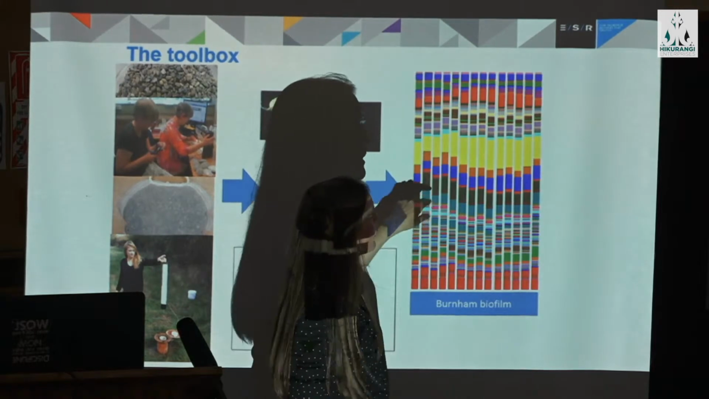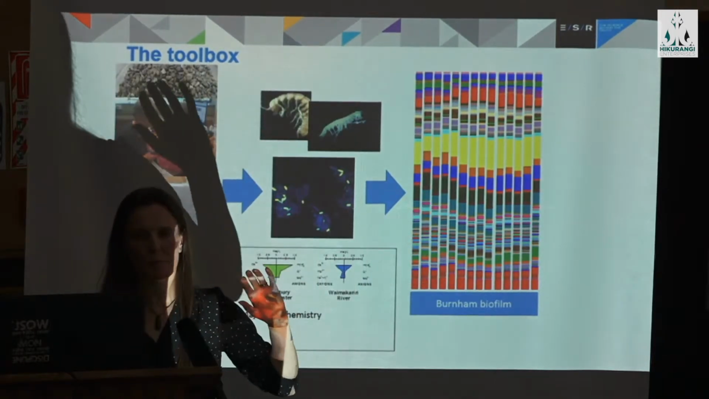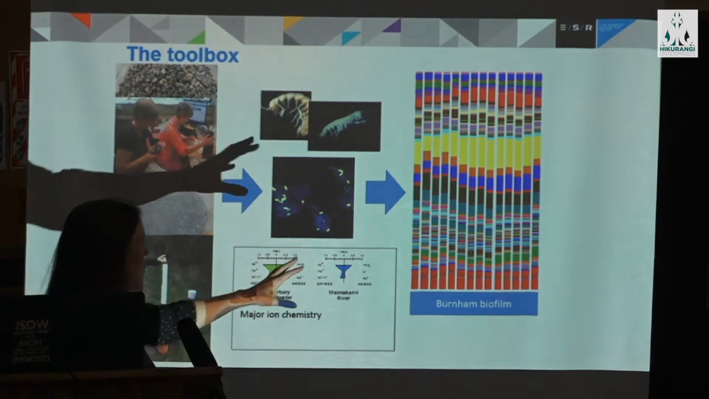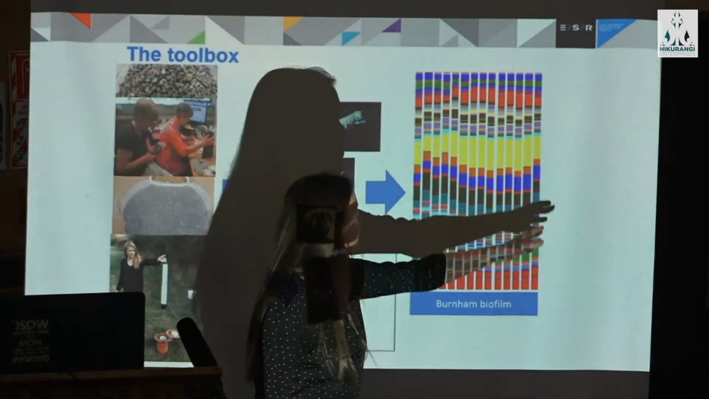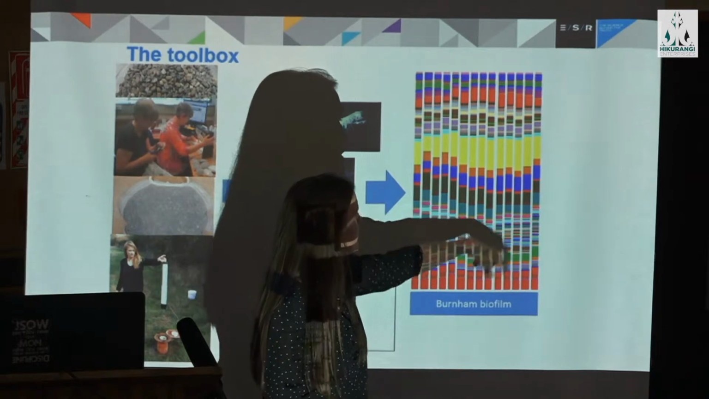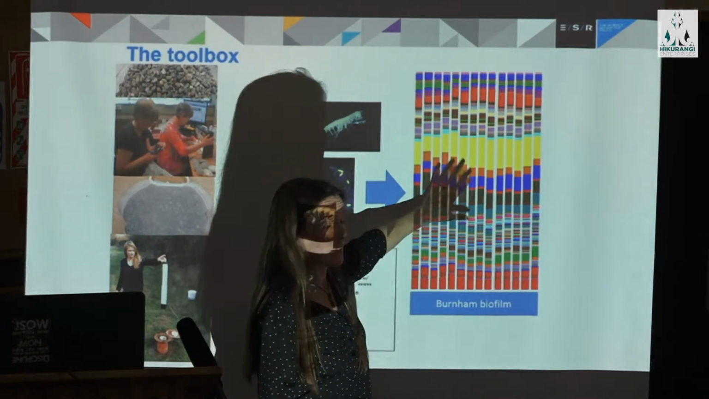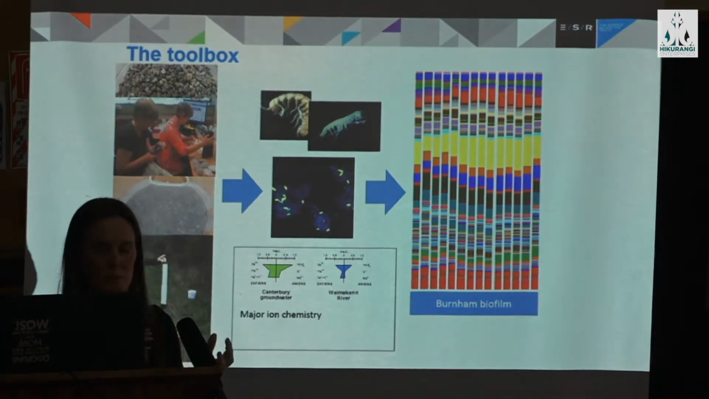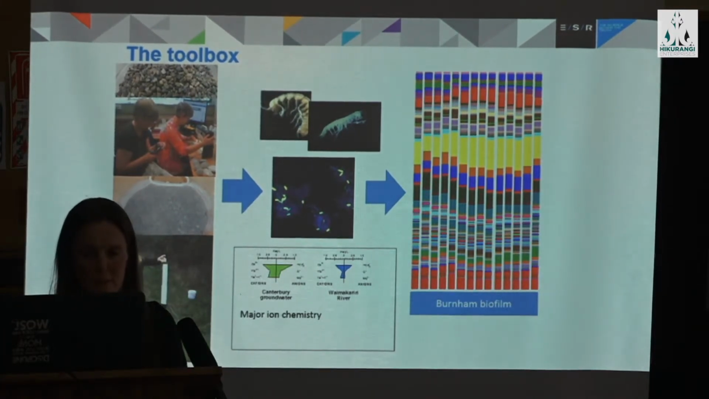So each of these different colours represents a different microorganism, a different bacteria in this case, that's present. And I can look at these samples at different sites and compare the differences in these pretty patterns, essentially, to get a picture of who is present and how they change with the water chemistry or with the contaminant that's present there.